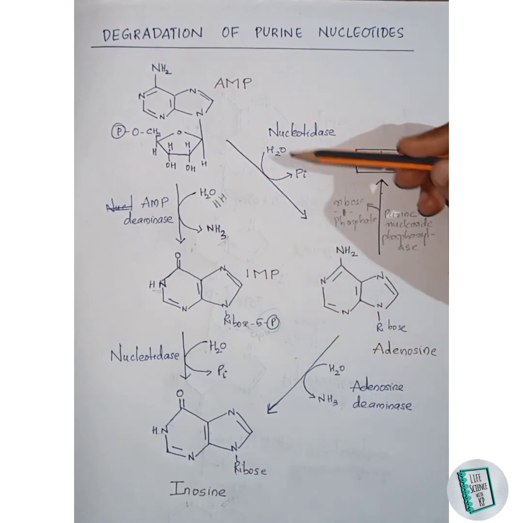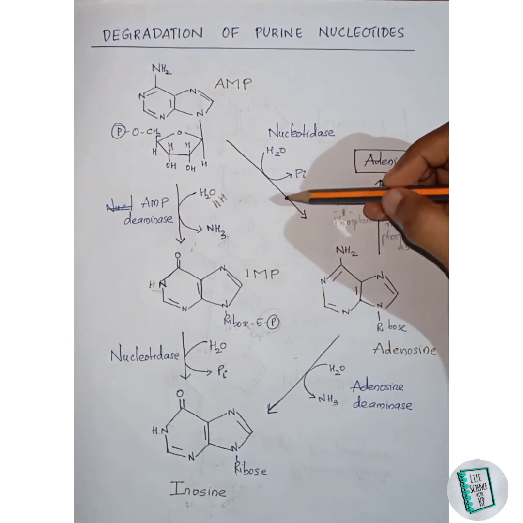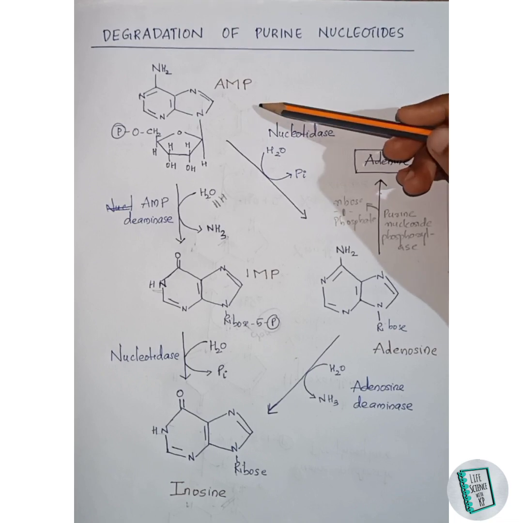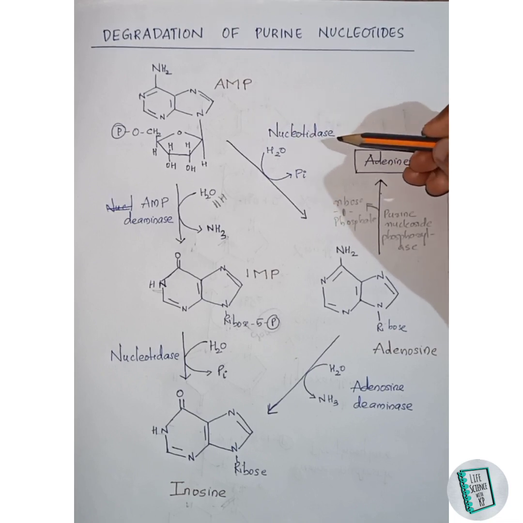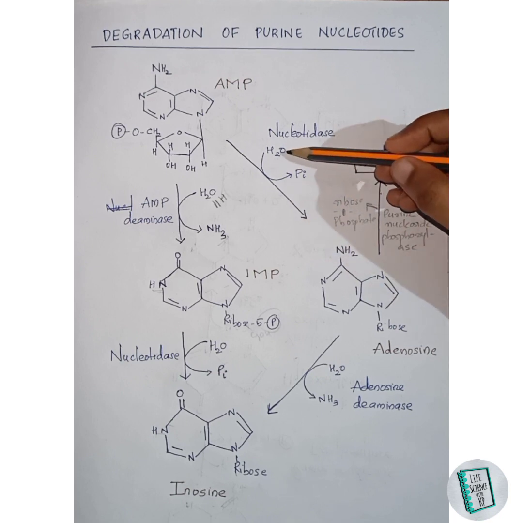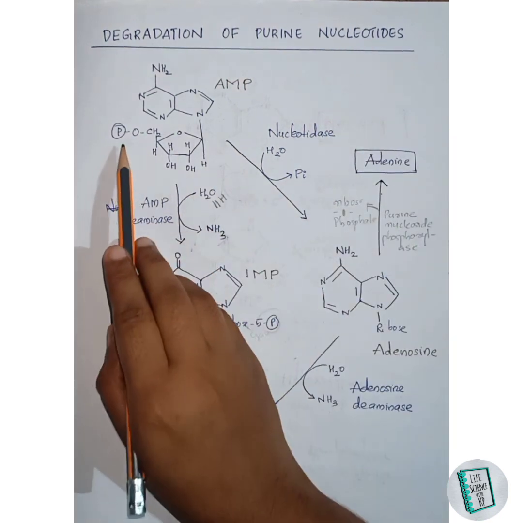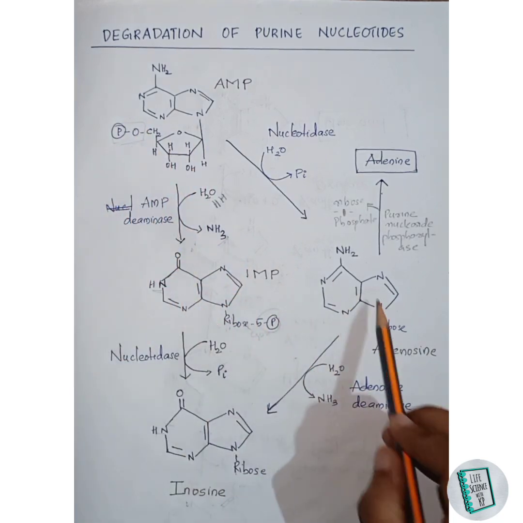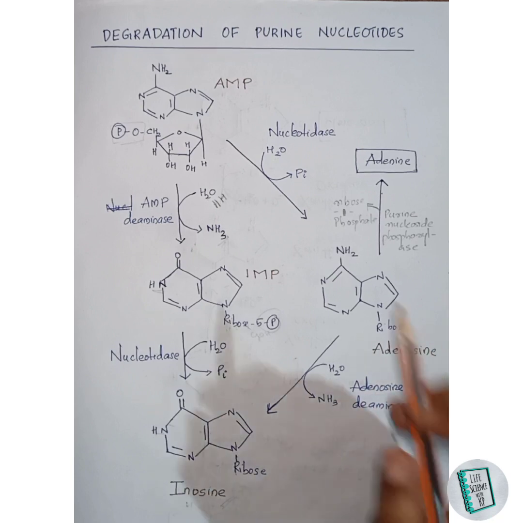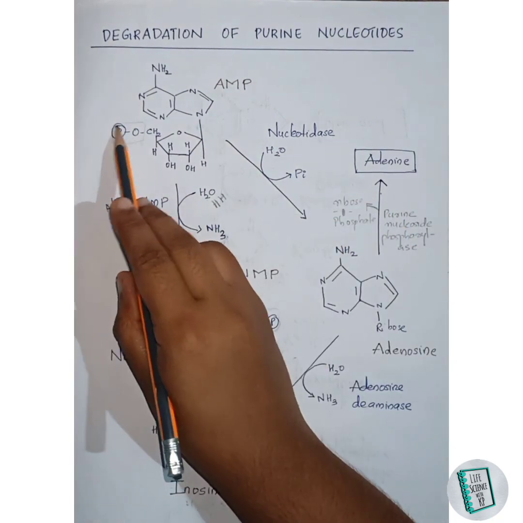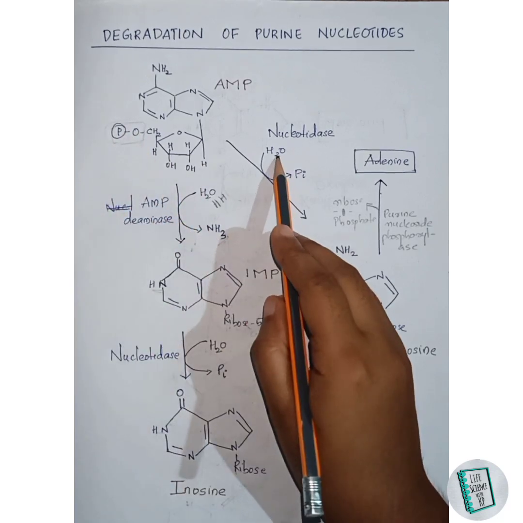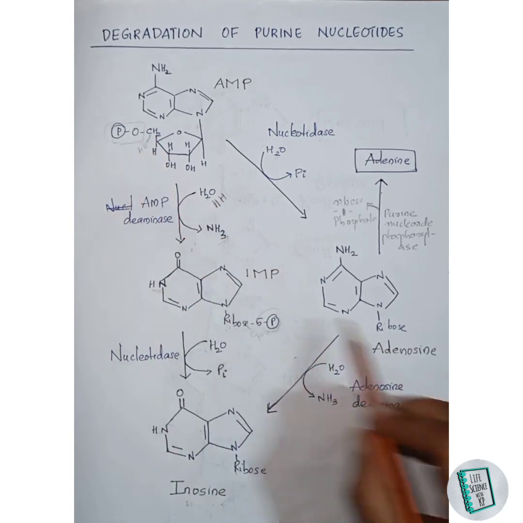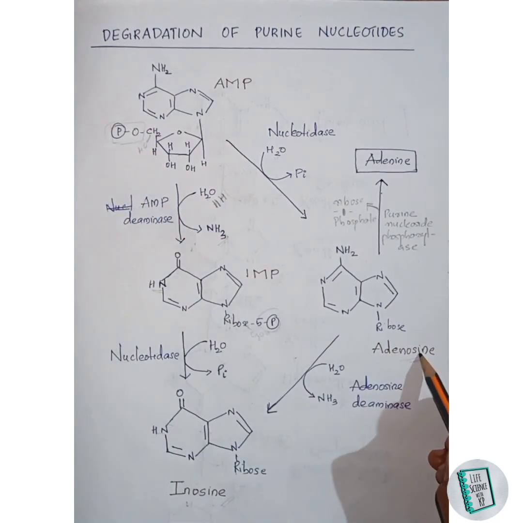In the second reaction sequence, either one of these pathways can happen. This AMP may, in presence of the nucleotidase enzyme, form adenosine. Here a water molecule comes and cleaves the phosphate group from this ribose 5-phosphate and forms adenosine. One of the hydrogens of this water molecule leaves with the phosphate group, and the remaining OH of this water molecule attaches with this CH2 and forms CH2OH. That is the formation of adenosine.